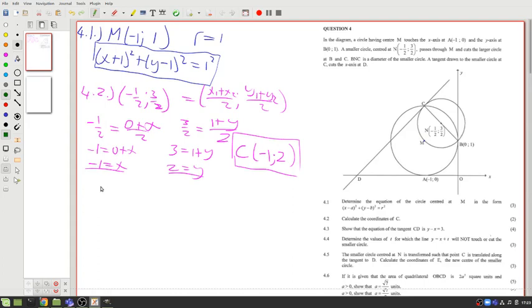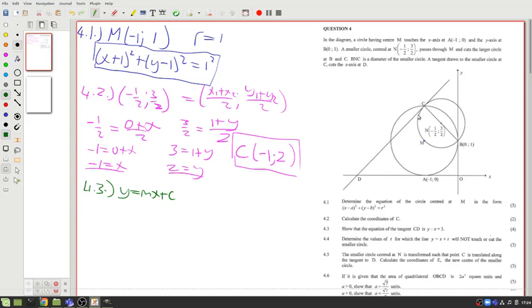Now 4.3. Show that the equation of the tangent line CD is y minus x equals 3. So this is CD, that's that line, tangent to the small circle. For a straight line we need y equals mx plus c. To find m we usually do change in y over change in x, right? The only problem is we only have one point on this line. We don't know the coordinates for D.